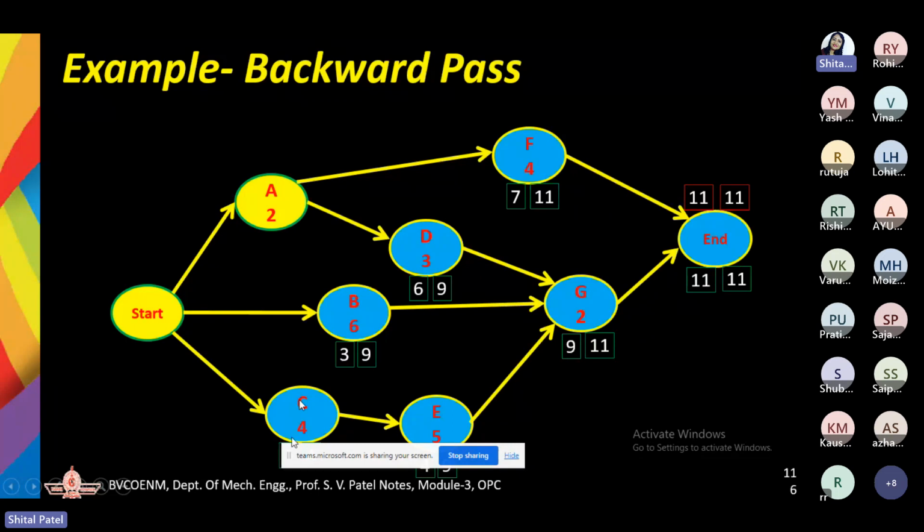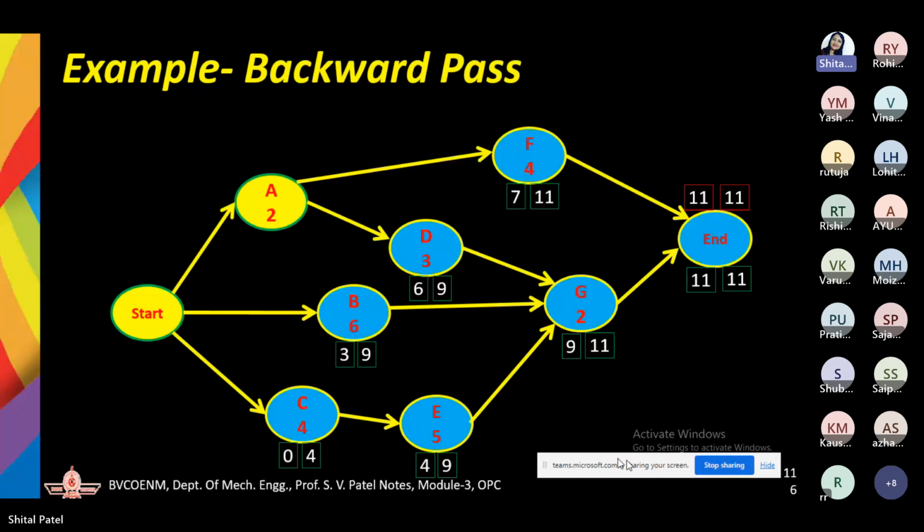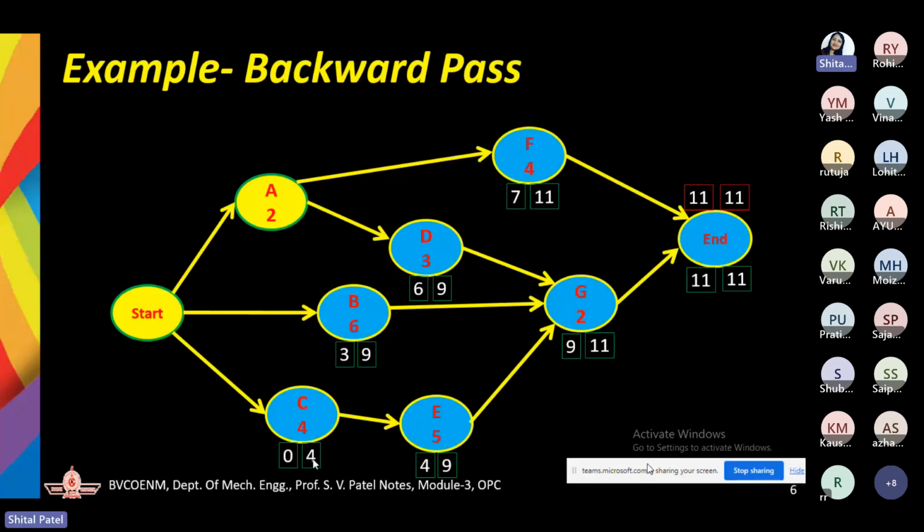Okay, so now let's talk about C. So for C, we are having the latest finish time as 4 because E is having latest start time as 4, right? Now 4 minus 4, we are having latest start time for C is 0, right? Okay. Now the decision point is A.